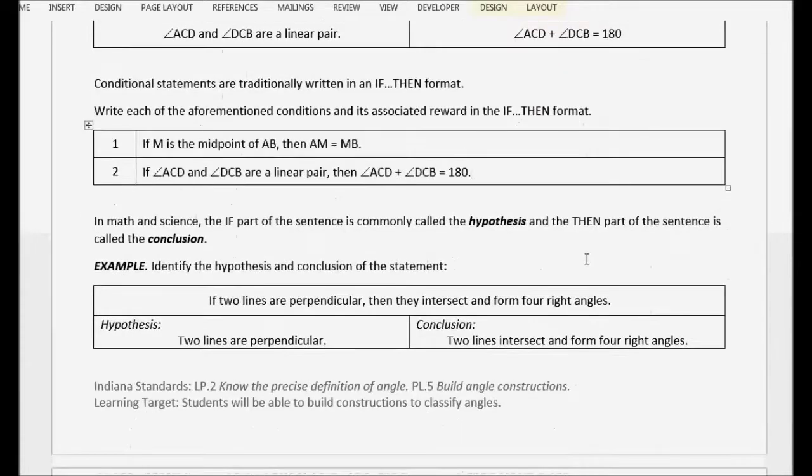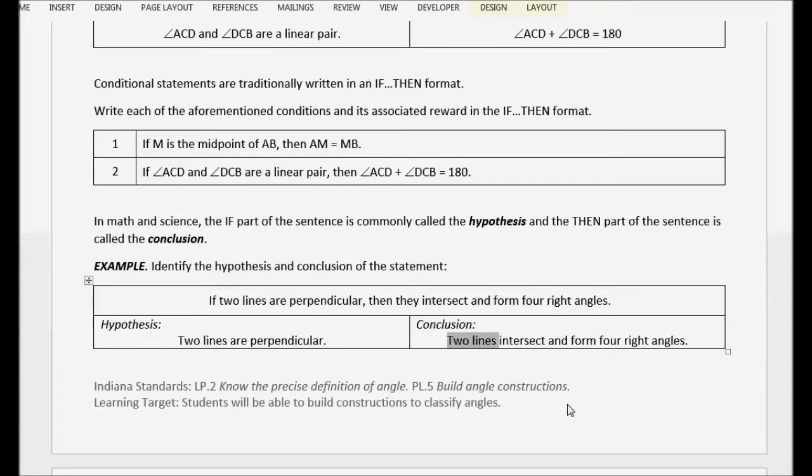In math and science, the if part of the sentence is commonly called a hypothesis, and the then part is called a conclusion. So if I have an example like if two lines are perpendicular, then they intersect to form four right angles, the hypothesis is that two lines are perpendicular, and the conclusion is that two lines intersect to form four right angles. Notice that I did not use the word they when I wrote my conclusion.